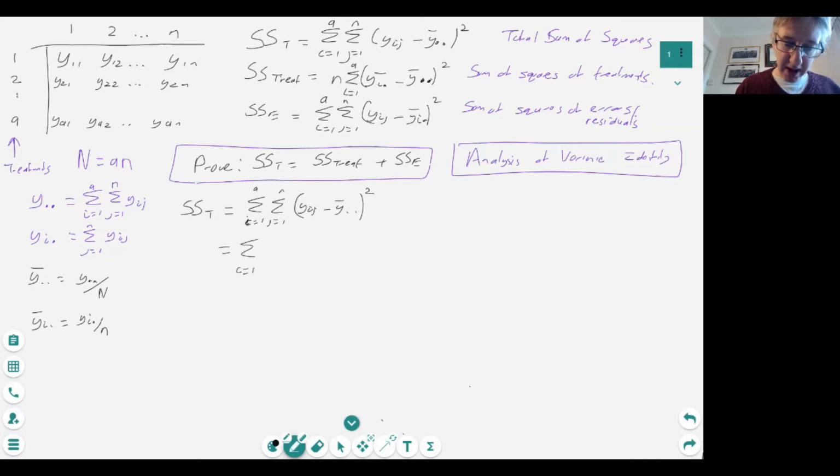So this is the sum from i equals 1 to a, the sum from j equals 1 to n of (y_ij minus y-dot-dot bar) all squared. And what I'm going to do is take away the same thing and add it on. So I'm going to take away y_i-dot bar and add y_i-dot bar on. So I've taken the same thing away and added it back on, so it must just be the same thing.